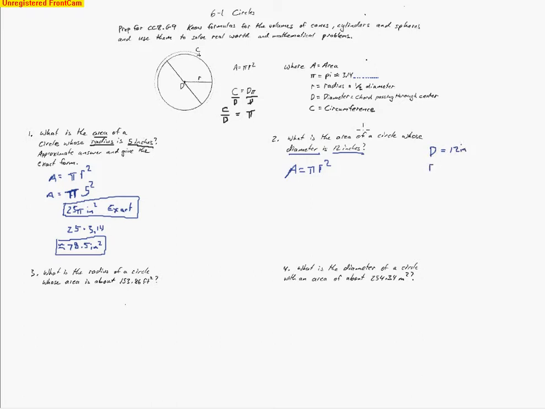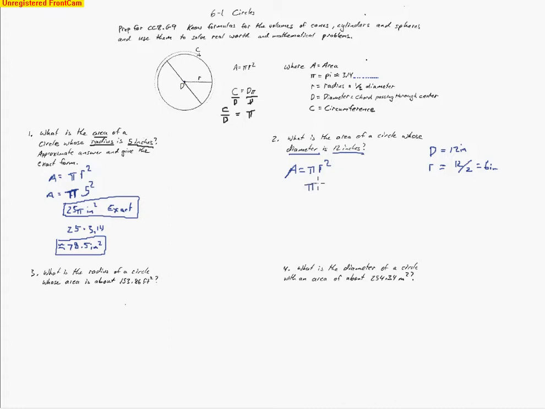Looking at this picture here, you see the diameter is a chord. A chord is a line that goes through a circle, and the diameter goes through the center of the circle, so it's a special type of chord. It's the longest chord in a circle. The radius goes from the center of the circle to the curve, so it's just half of the diameter. So the radius is going to equal 12 divided by 2, which is 6 inches. If we're given the diameter, you've got to cut that in half to find the radius.